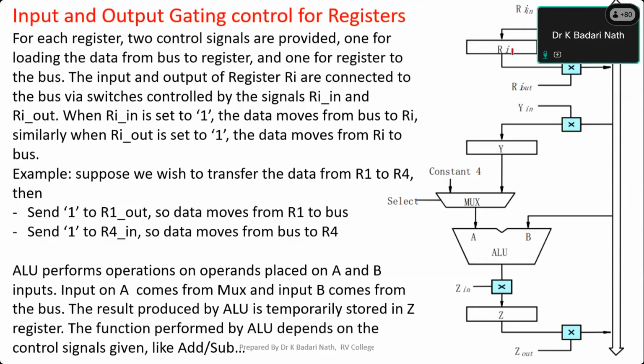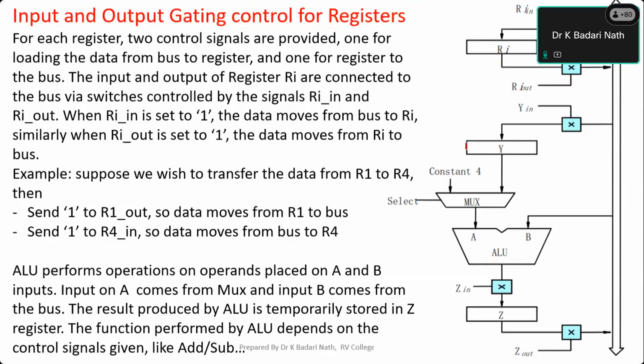Similarly, if I want to read from the register, we have a control called R1 out. Whenever I make R1 out equal to 1, whatever data is present in R1, I can read into the bus. So every register will have two controlled buffers: one controlled by in, the other controlled by out. Only with this facility is it possible for multiple blocks to communicate over a single bus.